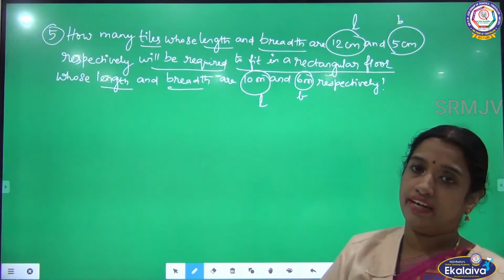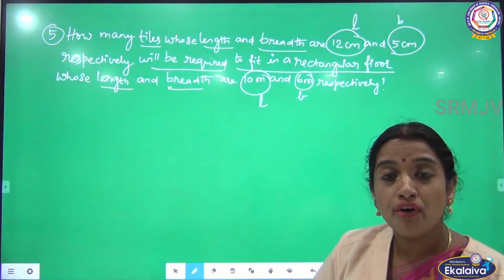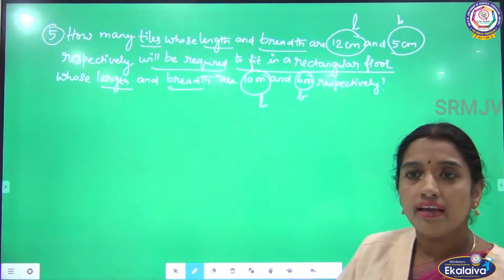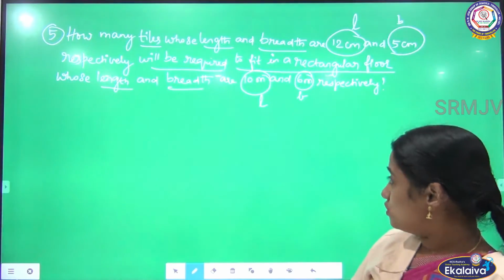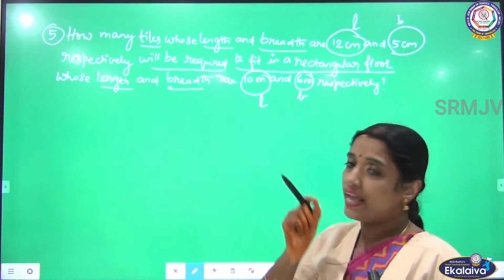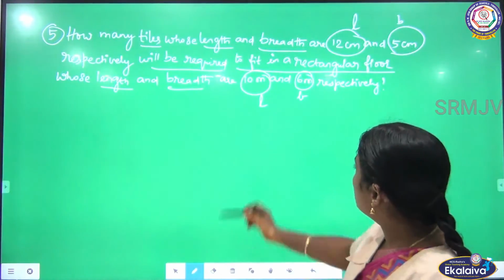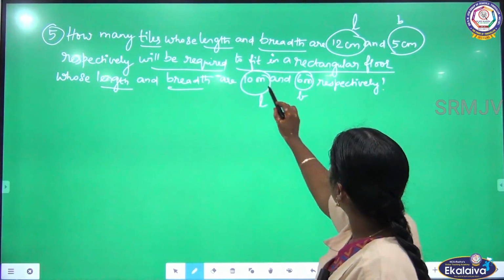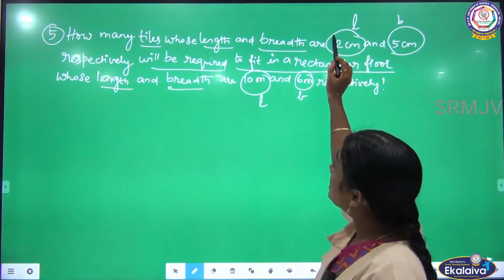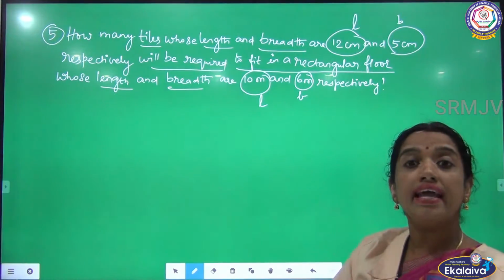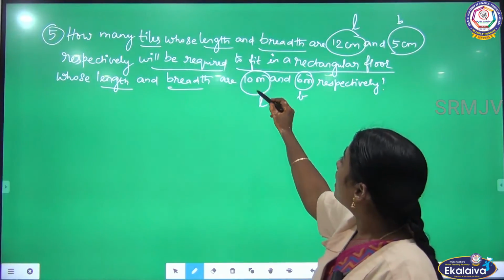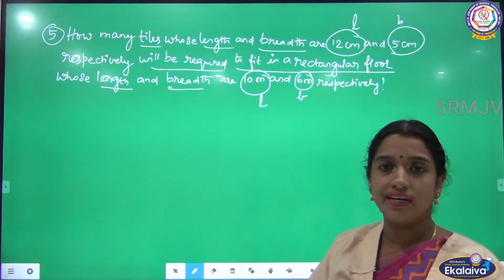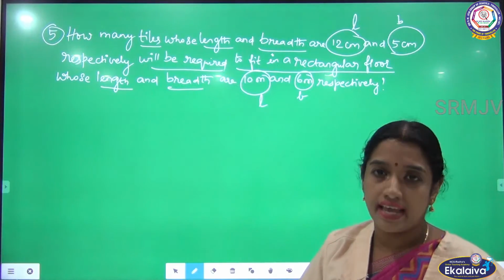I am going to find out how many tiles are required for that rectangular floor. Can you understand this, children? Before that, I want to explain: the unit of the floor is in meter, but the tile is in centimeter. So I am going to convert this meter into centimeter. Got it? The unit should be the same.